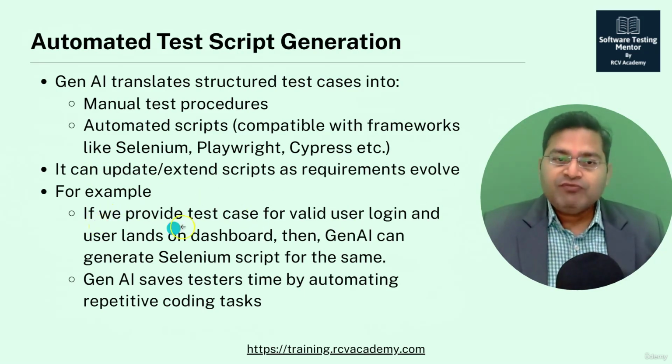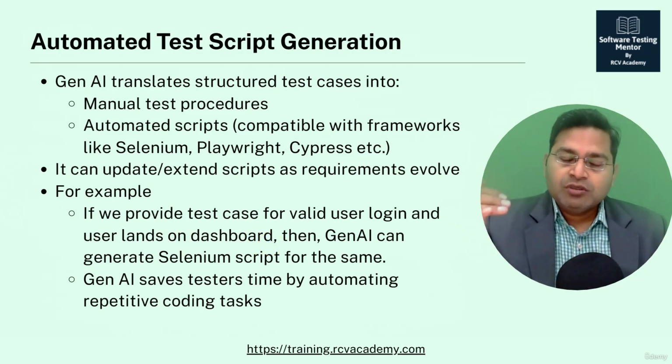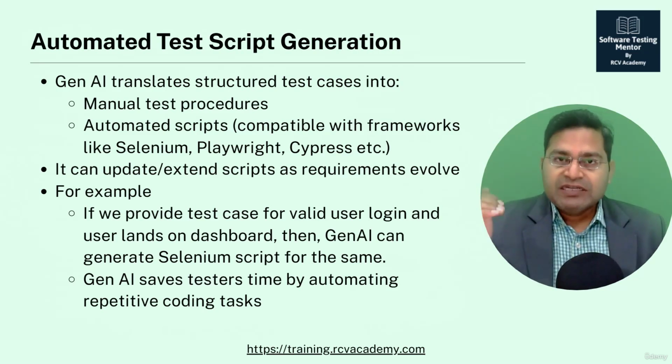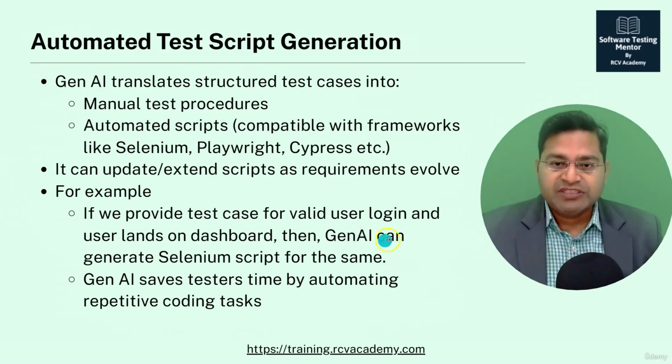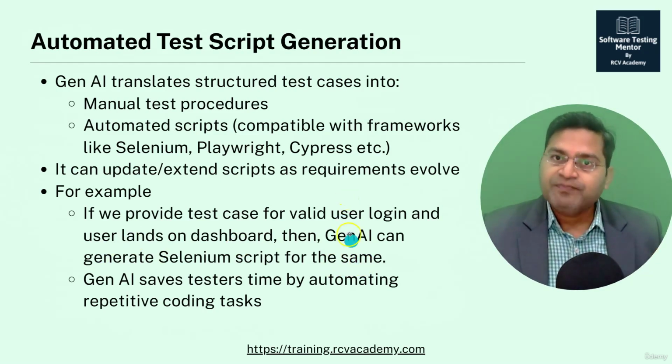We'll take an example. If we provide a test case for valid user login and the user lands on the dashboard. For example, the requirement says a user logs in using username and password, clicks on the login button, and lands on the dashboard page; write a manual test case for that. It will be able to write the manual test case as well as generate the Selenium script. So whatever you ask, Gen AI can generate the Selenium script, or write the step-by-step test case for the same user story.